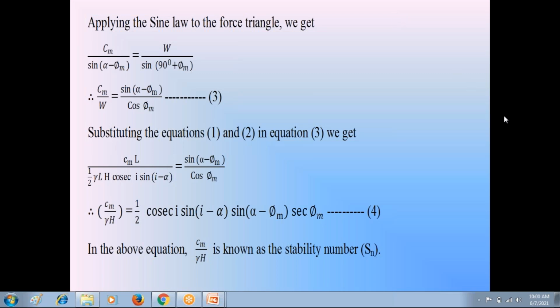In this Kalman's procedure, we prepare the force triangle, and from that force triangle, by using the sine rule, we got that equation: Cm, the mobilized cohesion force, unknown, Cm divided by W is equal to sine alpha minus phi m by cos phi m.